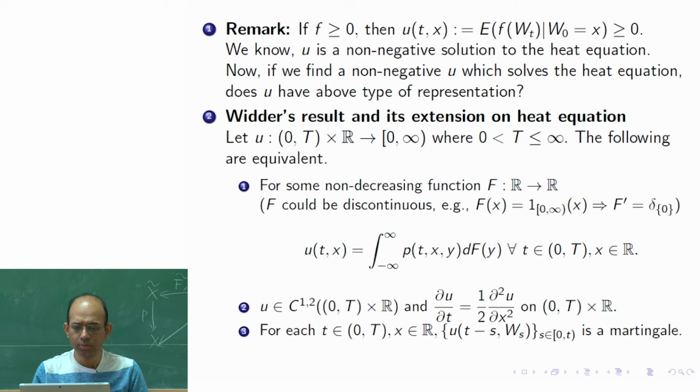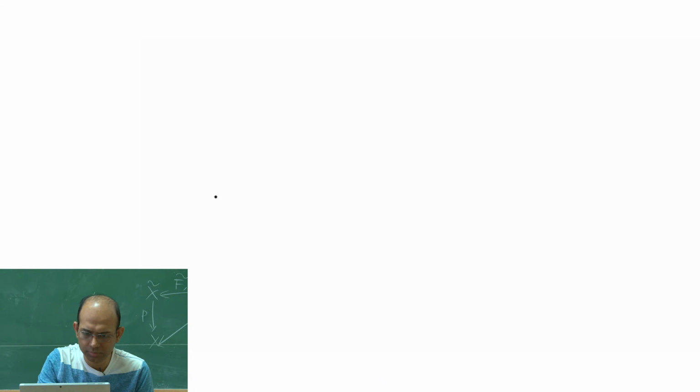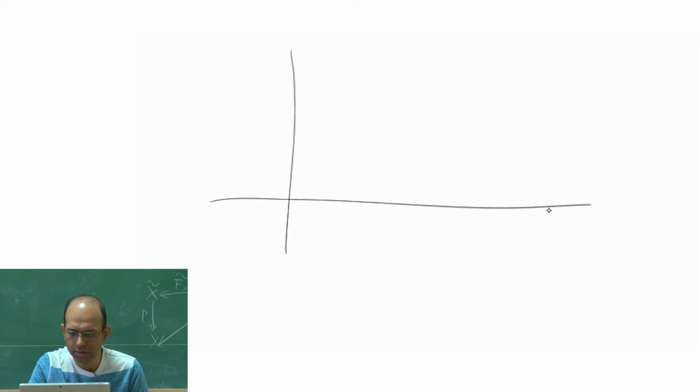So how are you going to see this? It is a little backward kind of thing, because when s is equal to 0, then it is actually u of t comma W_0. So let us see this. Imagine that this is my time axis and this is the space. So I write it this way maybe.